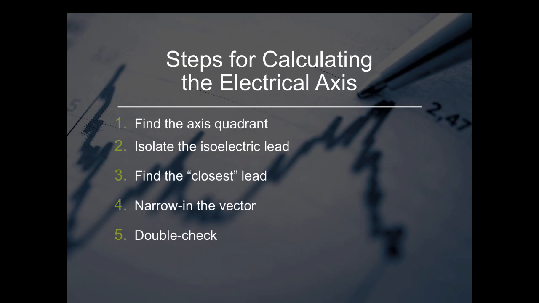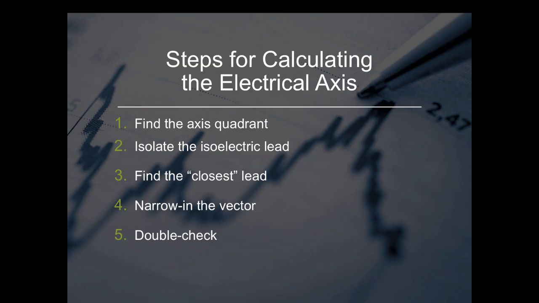We've narrowed in our vectors, so we've got that big thick blue line. We've got that perpendicular red arrow. We've narrowed it in a little bit. We have adjusted 10 degrees or 20 degrees positively or negatively. Don't add or subtract. Remember that. Please don't add or subtract. We're just going away or towards our isoelectric lead.